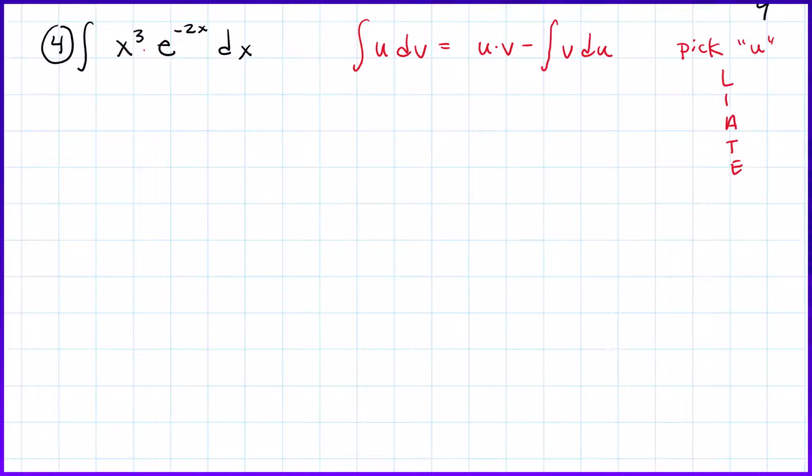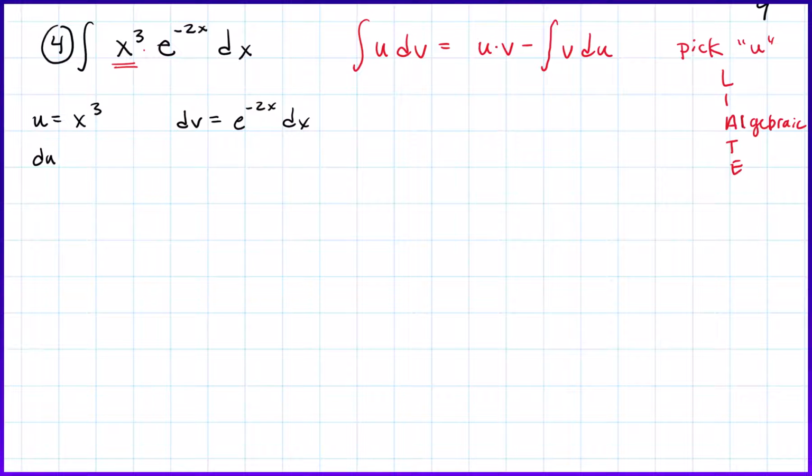So as we're thinking about what should my u be here, I look at this and I see an x cubed. So there's no logarithms, there's no inverse trig, but this A stands for algebraic, and algebraic functions are functions that are polynomials, rational functions, root functions, anything of that nature. So in this case, I have the x cubed, so that's going to be a good candidate for my u, or let's start with that x cubed as my u and see if it works out. My dv will be everything that's left, so e to the negative 2x dx.